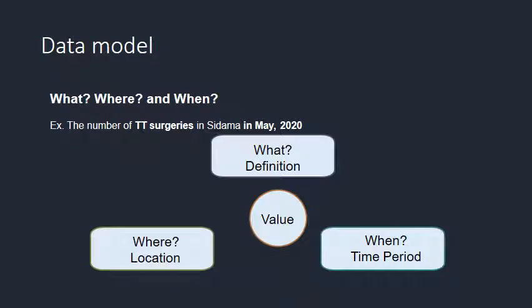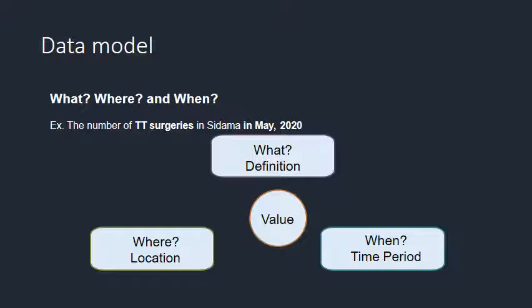So when we want to access this data to visualize it, either in a chart, table or map, there are always three elements which we need to define. That is prescribed by the data model used in DHIS2, which has three main elements: what, where, and when. So for example, the number of TT surgeries, what, in Sidama, where, in May 2020, when.